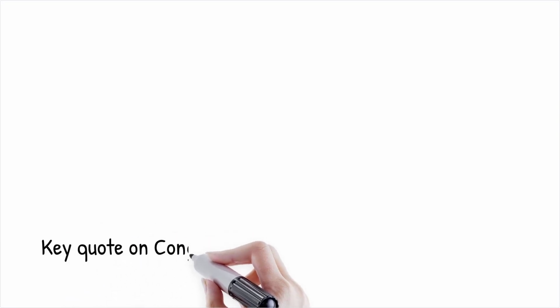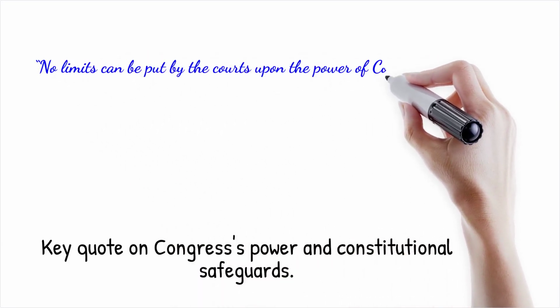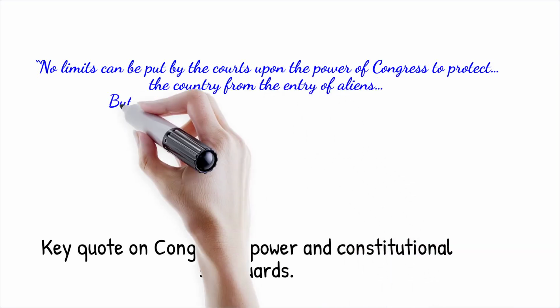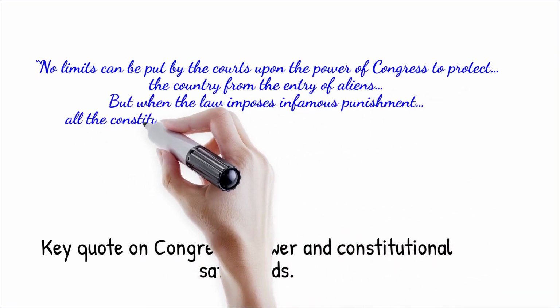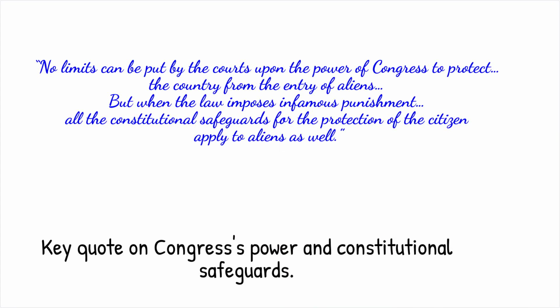Key quote: "No limits can be put by the courts upon the power of Congress to protect the country from the entry of aliens, but when the law imposes infamous punishment, all the constitutional safeguards for the protection of the citizen apply to aliens as well."